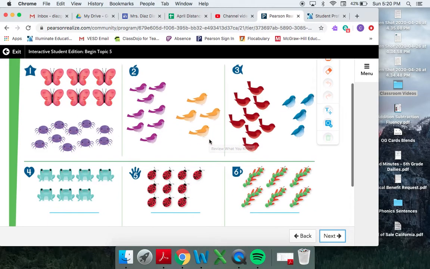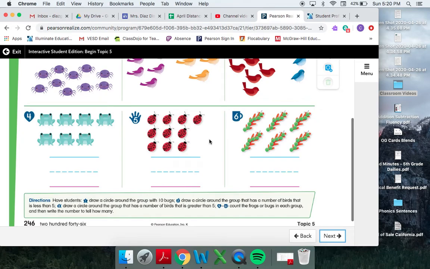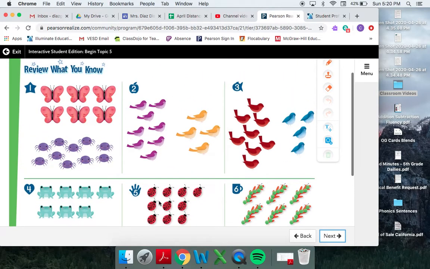All right, so here we're going to review what students know, and on number 1, we're going to draw a circle around the group with 10 bugs. Okay, so they should know which one of these is 10. They might have to count. Some will just know, well, this is not 10 and this must be 10.